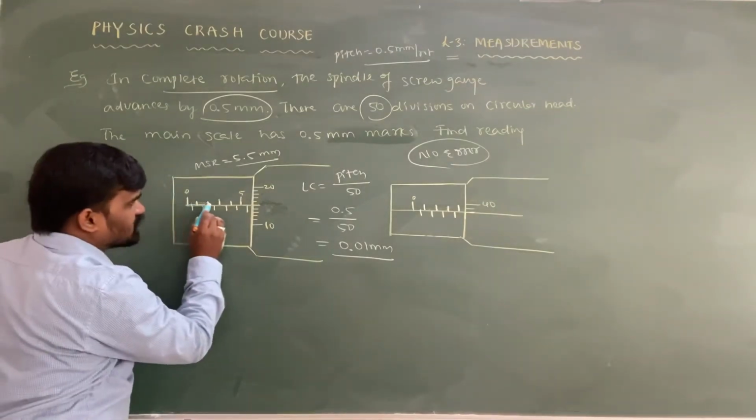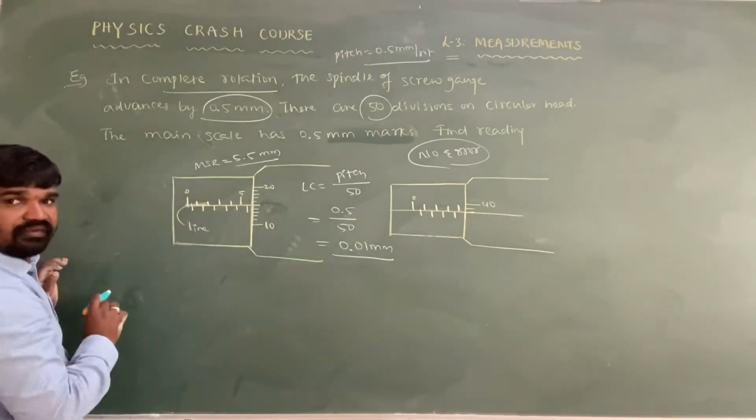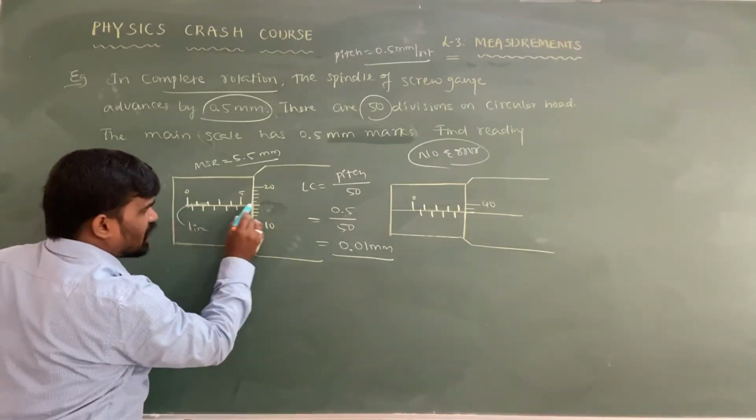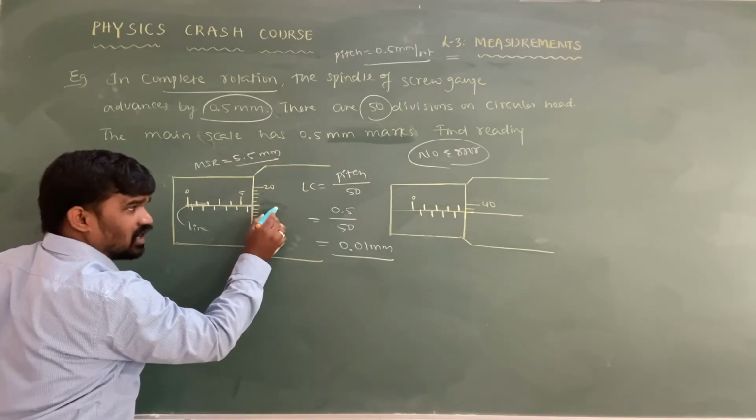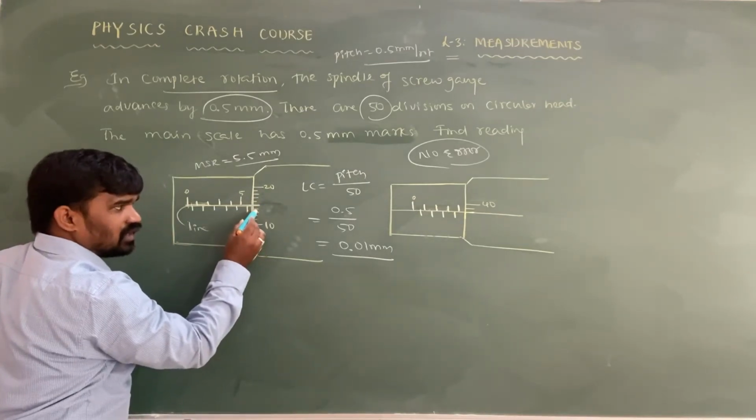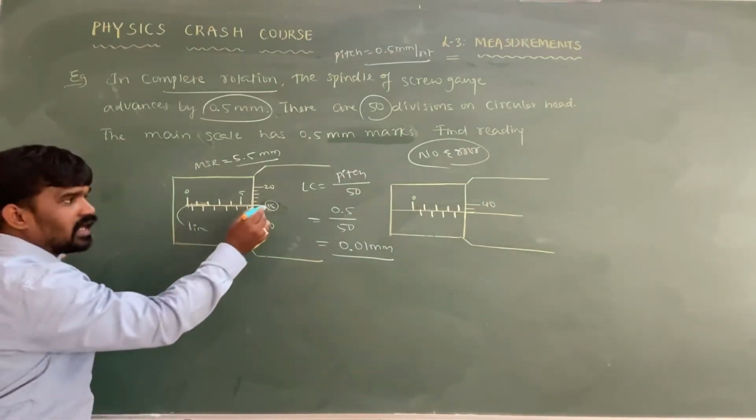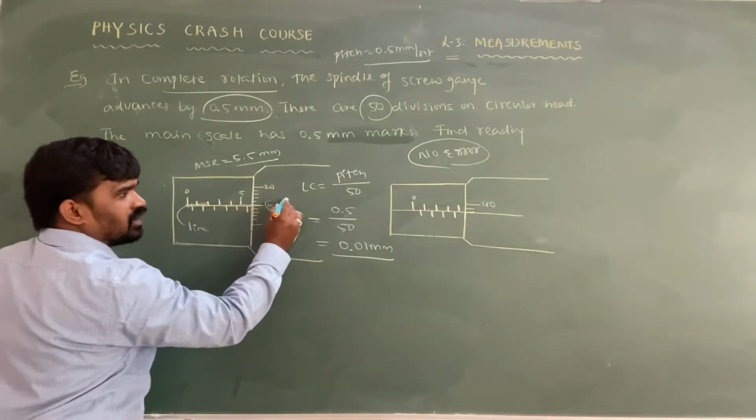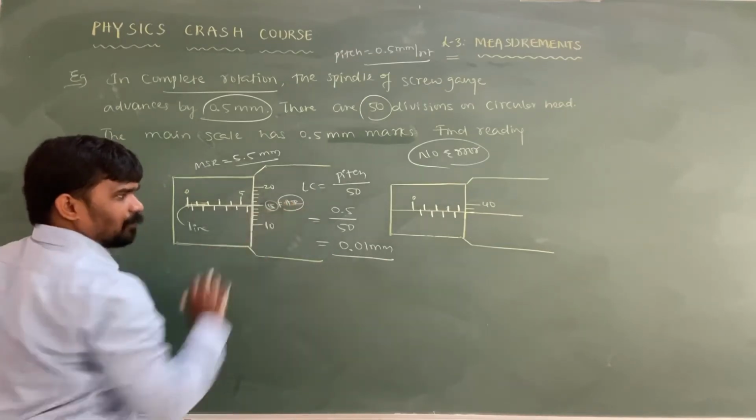What is this index line? This is the index line, or the reference line. This reference line coincides with one of the head scale divisions. 10, 11, 12, 13, 14, 15. The 15th circular head scale division is going to coincide. This is the head scale reading we can take.